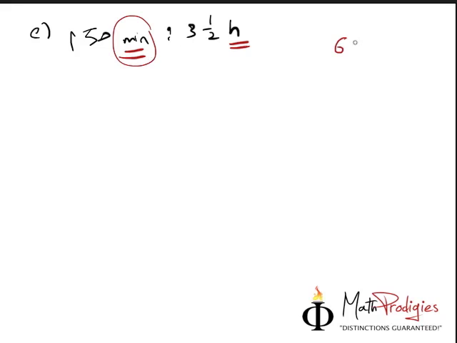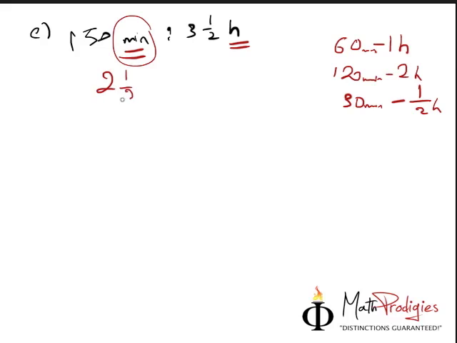150 minutes is equal to what? 60 minutes is equal to 1 hour, right? You know that, right? Therefore, if we times 2, we get 120 minutes equals 2 hours. Have you reached 150 yet? No. So 150 minus 120, that means you have an extra 30 minutes. 30 minutes equals how many hours? Half an hour. Therefore, here is actually 2.5 is to 3.5.